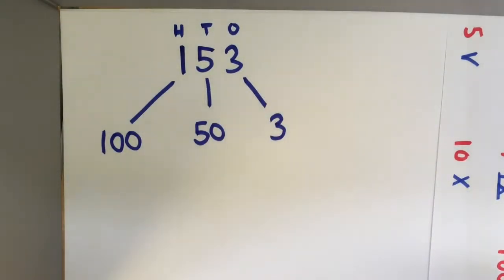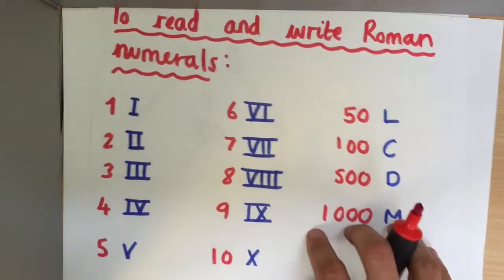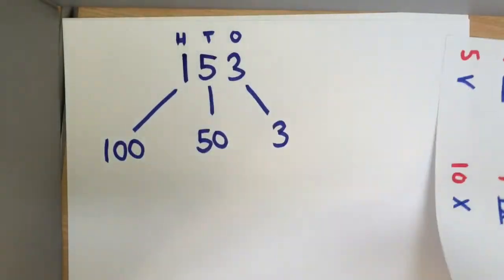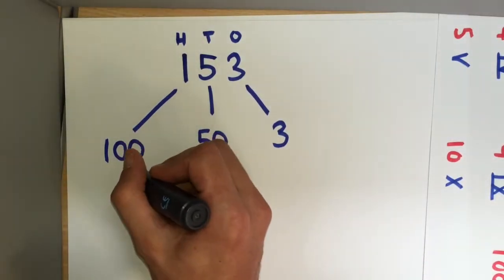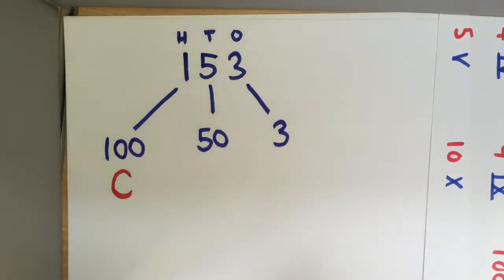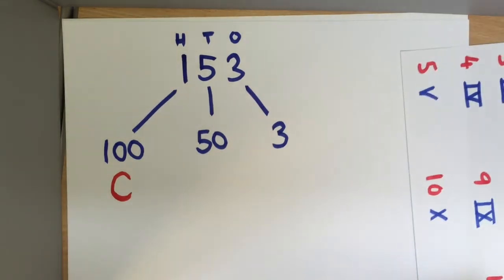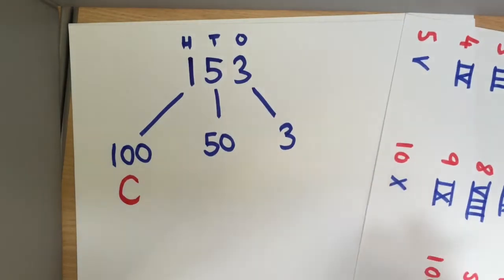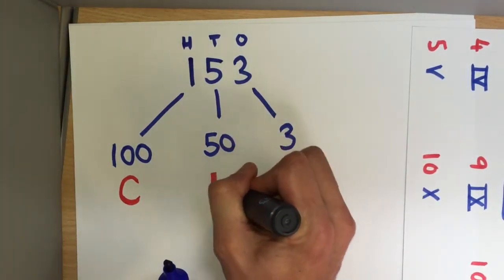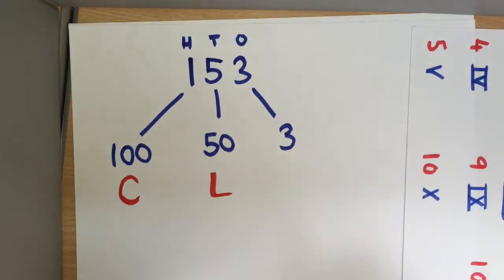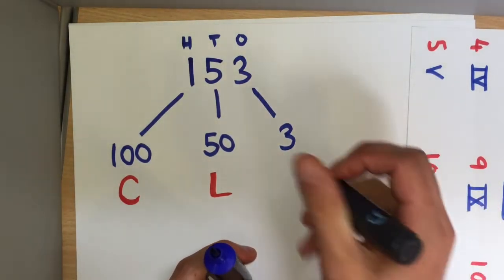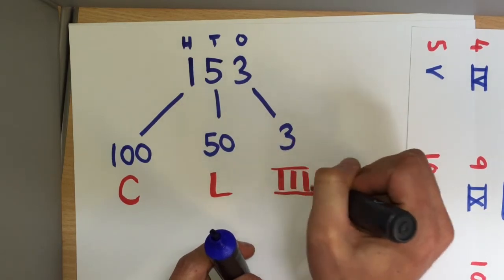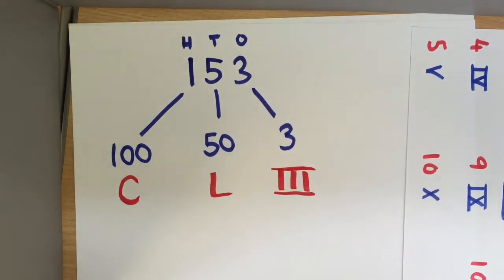So let's start with my 100. What did we say my 100 was? Well, 100 was C. So underneath my 100, I'm just going to help myself out here. I'm going to put C. Now let's go to the 50. What was 50? 50 was L. So underneath my 50, I'm going to put L. And my 3, I can already remember, I don't have to look there, is I, I, I. I can join them at the top like that if I wish.